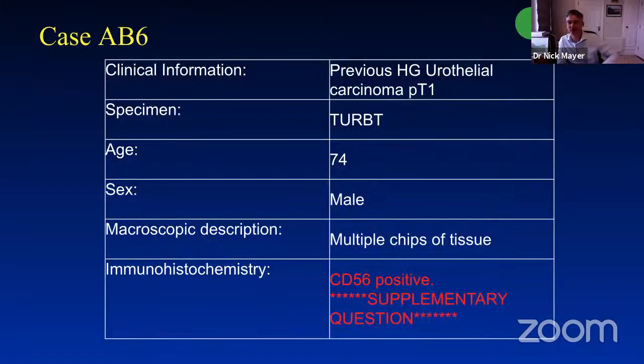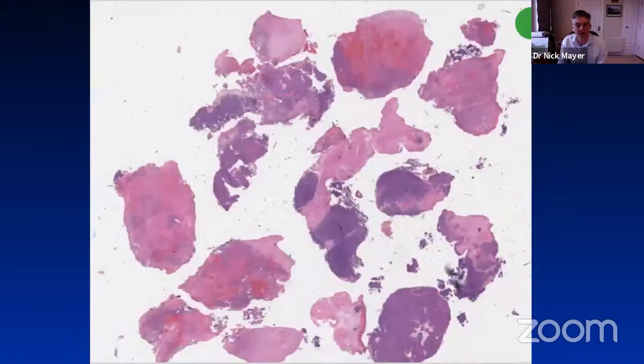Right, moving swiftly on. Number 6. So this is my last one for today. This is a TURBT specimen, 74-year-old male, had a history of high-grade urothelial carcinoma, and we were given a single immunodescription, CD56 positive, and there is a supplementary question. So when we're voting, again, the maximum for each part will be 0.5. This is a low power shot showing some blue areas and then some more hemorrhagic looking areas as well.